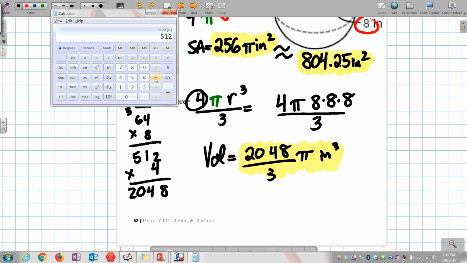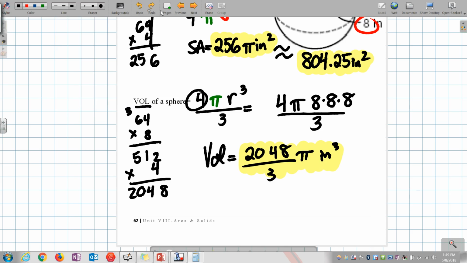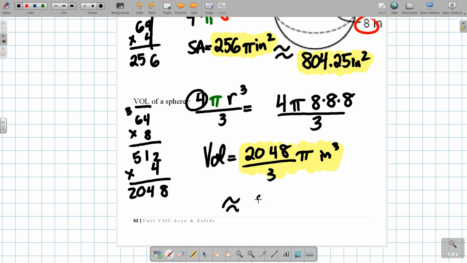That is exact form. Decimal form. Take that, divide by 3, times pi, second decimal, 2144.66 inches cubed.